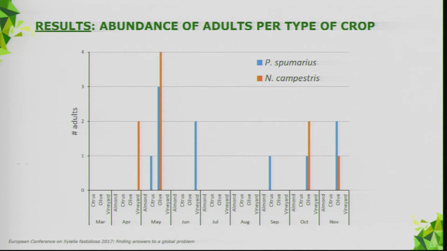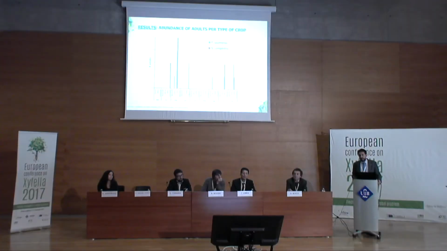But really, I don't know if it's this particular year because the results are only from March to now, November. But the density of adults in all the crops was really, really low. It means that from an epidemiological point of view, we have no clear indication that we have a really abundant vector that could transmit, or maybe is very efficient and has been transmitting the bacteria for a long time.